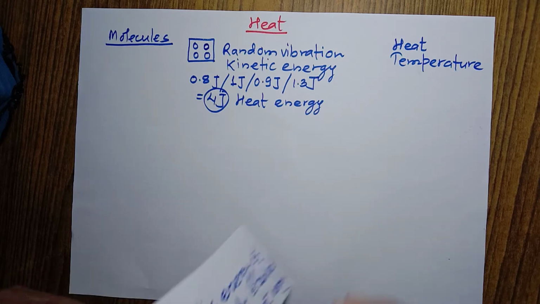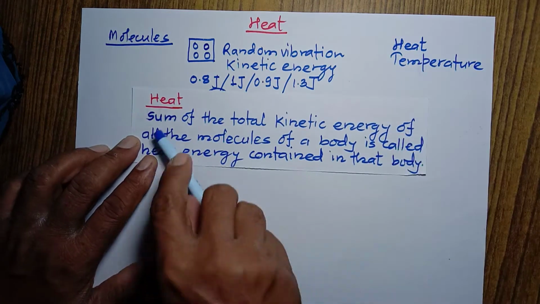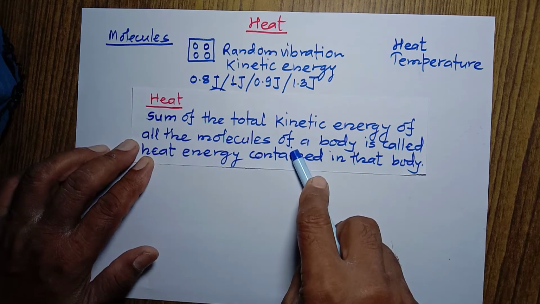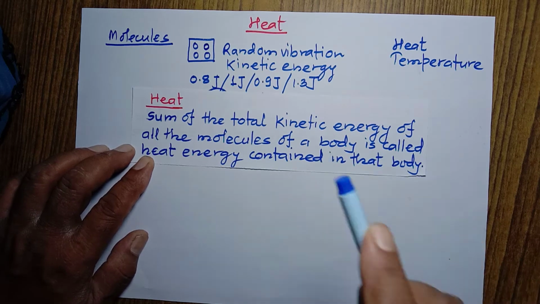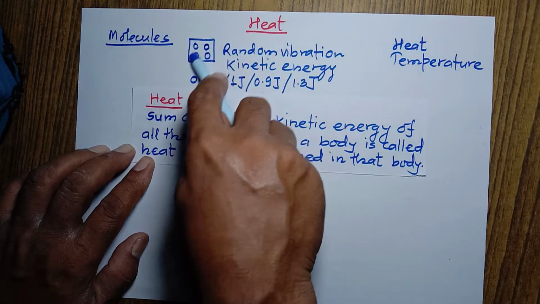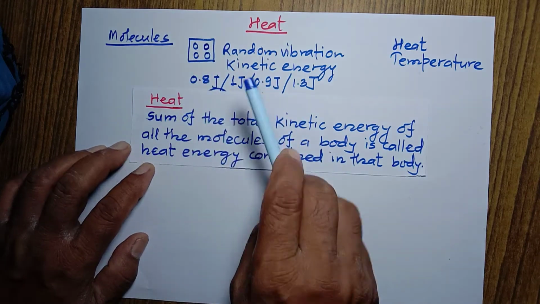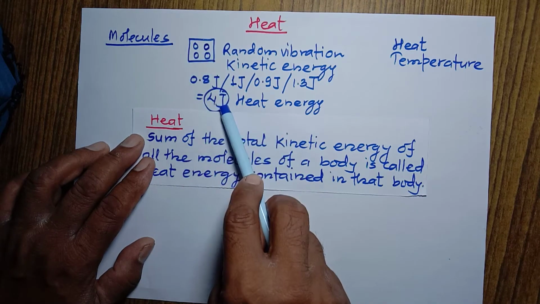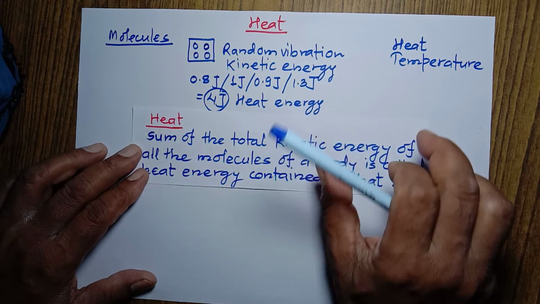Let's talk about this. We can define it this way: the sum of the total kinetic energy of all the molecules of a body is called heat energy contained in that body. The sum of the kinetic energy of all these 4 molecules of this body is 4 joule. That's why heat energy contained in this body is 4 joule. Okay, this way we can understand it.